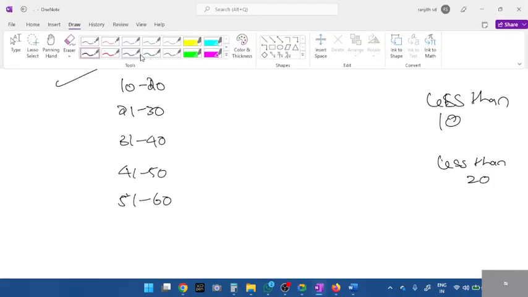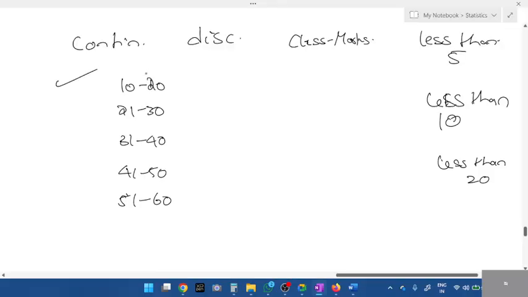From continuous, you have to go to discontinuous. From discontinuous, you have to convert into continuous. How do you convert? Just plus and minus 0.5. Is it clear? If you plus and minus 0.5, what do you get? 9.5 to 20.5.